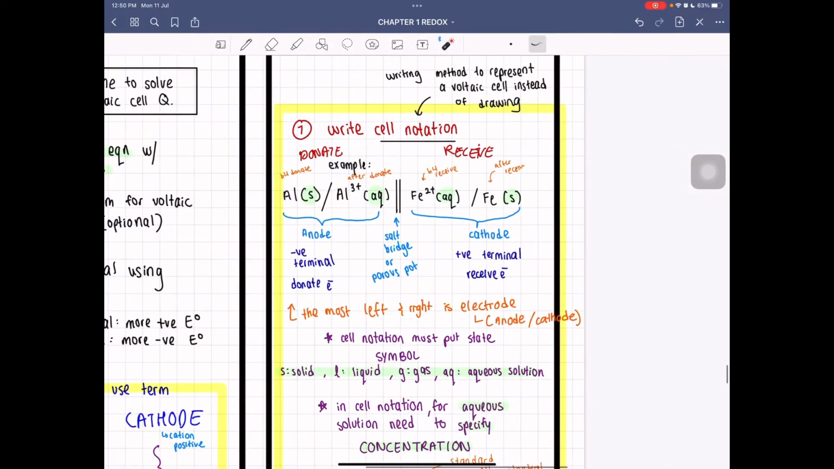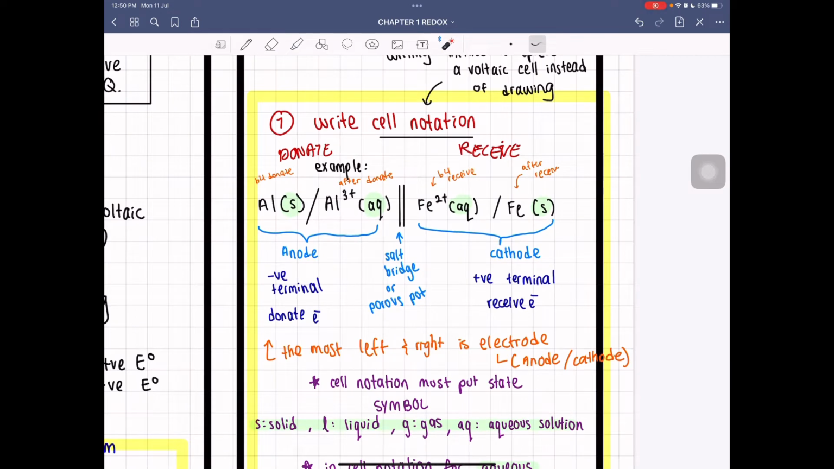Number seven is to write your cell notation, and for cell notation, there's always this double line here, and the rest is just single lines. Before the double line, this side is the donating side, and the right side is the receiving side. For donating, this is the anode, and this is the cathode, because one is donating and the other is receiving. The anode repels the electrons, so it's donating. And the cathode, because it's a positive terminal, receives electrons.